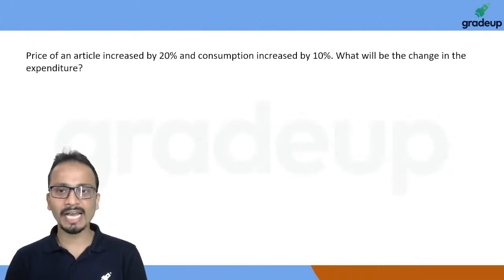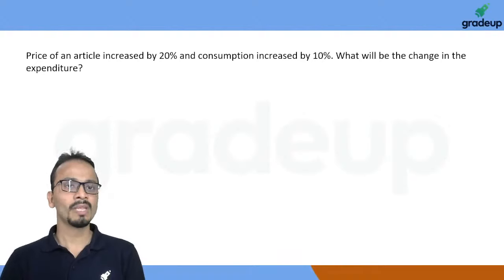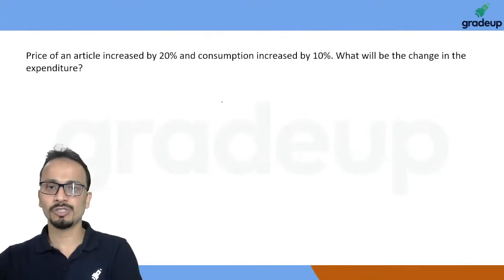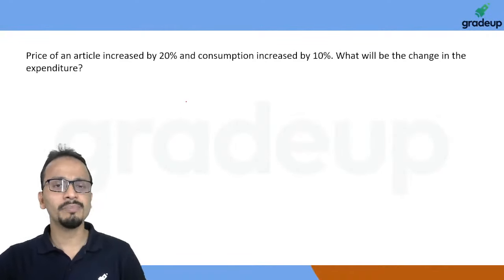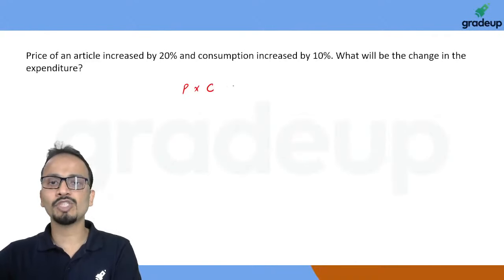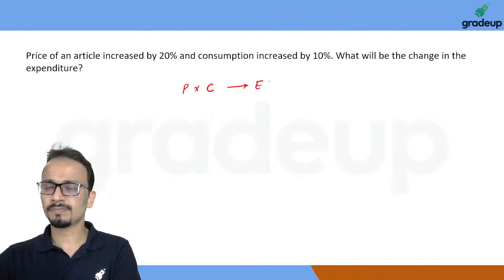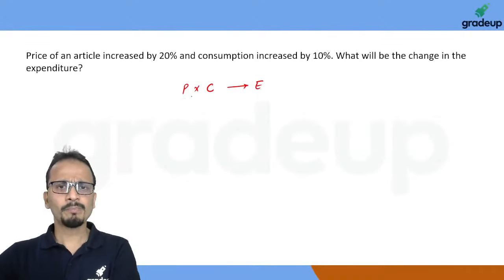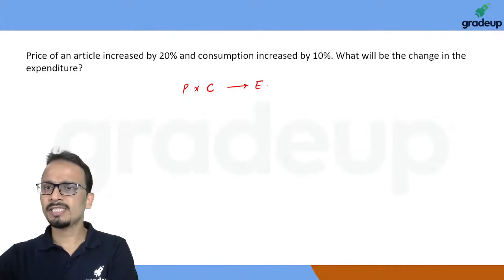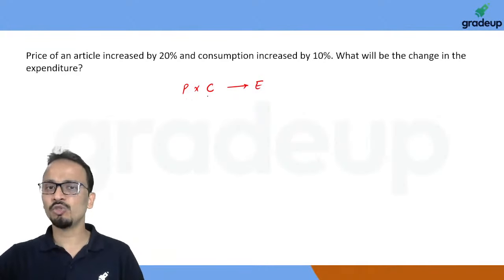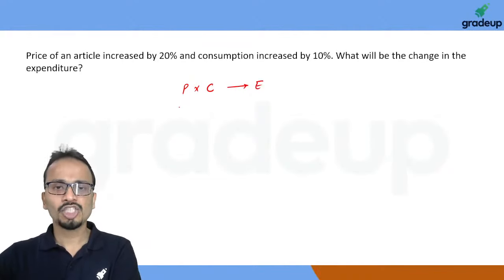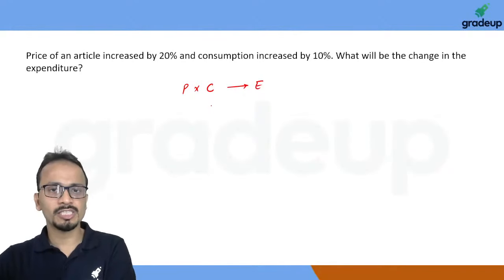Abhishek has given the answer for this one. Good, Abhishek. So if price is increased by 20% and consumption is increased by 10%, let's see in what scenario we can use that formula A plus B plus AB upon 100. Now here I know that price into consumption is expenditure. The product of price and consumption is expenditure. Wherever you have multiplication between any two terms, you can say that a change in price and change in consumption.